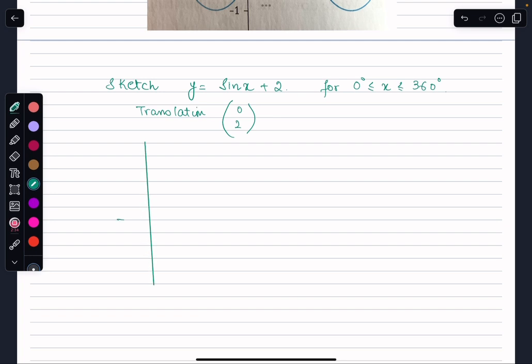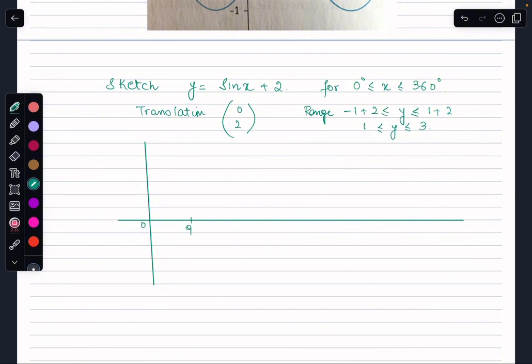So if I just sketch the basic graph of the sine function, then what I can see here is that the range of the graph, according to the question, shall be equal to negative 1 plus 2 lesser or equal to y, which shall be lesser or equal to 1 plus 2, or I can say that this range is from positive 1 lesser or equal to y lesser or equal to 3 here.